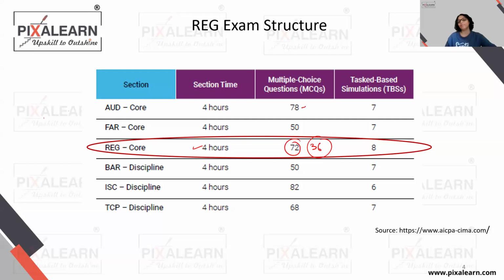Apart from ISC, which I'm leaving out because our institute does not deal with ISC as a paper, I think audit is the only theory paper that comes close to REG. So the best part is if you have a lot of MCQs, it's very easy to score a big amount of marks. But the minus point is time management becomes a little dicey.